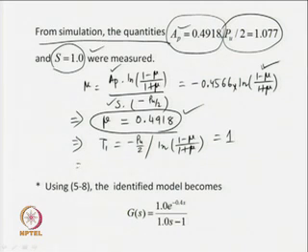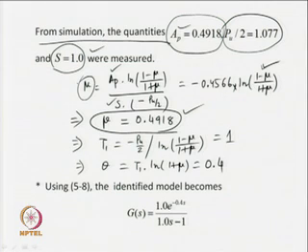Further, theta by formula is T1 times ln(1 + mu). So, substitution of mu and T1 gives us theta equal to 0.4. Thus, we have found that if mu can be estimated accurately, in that case T1 and theta can be estimated accurately. What was the transfer function model we had?